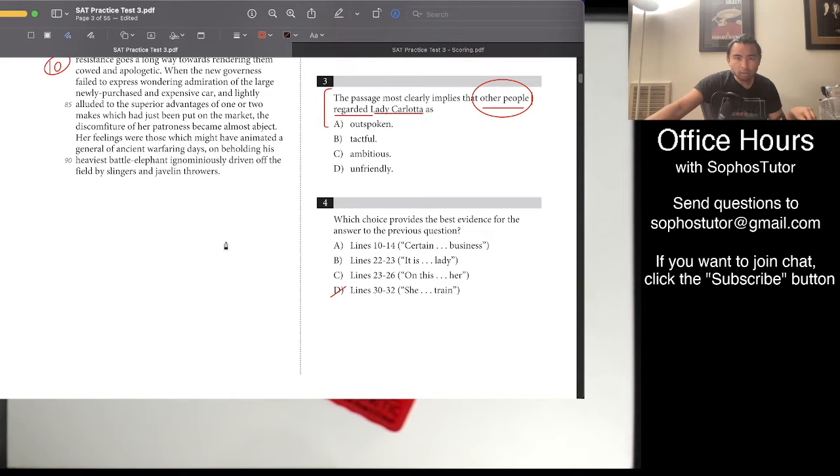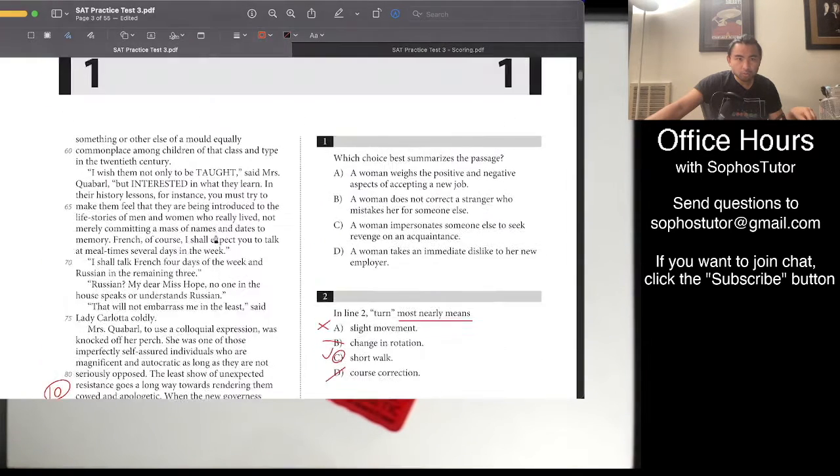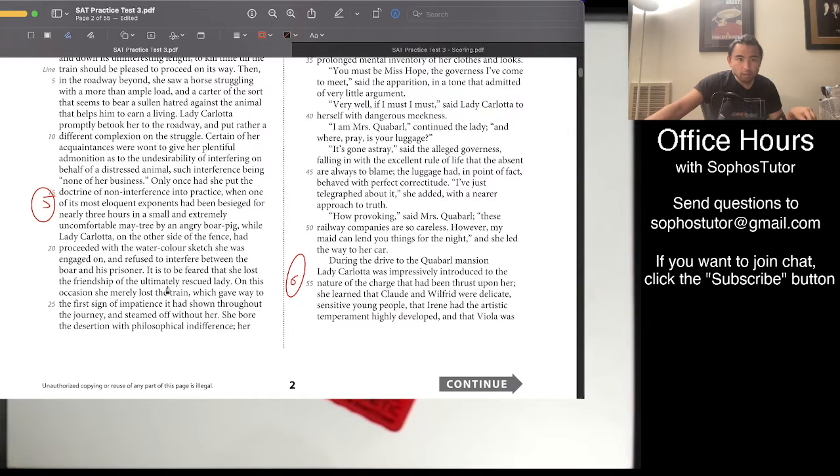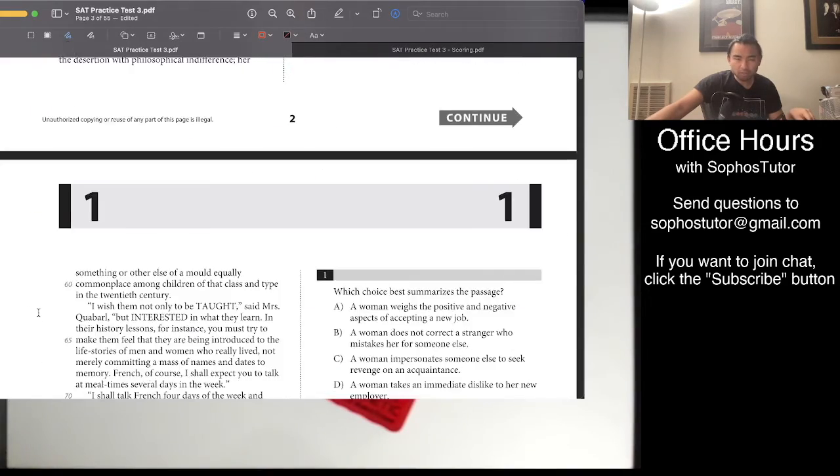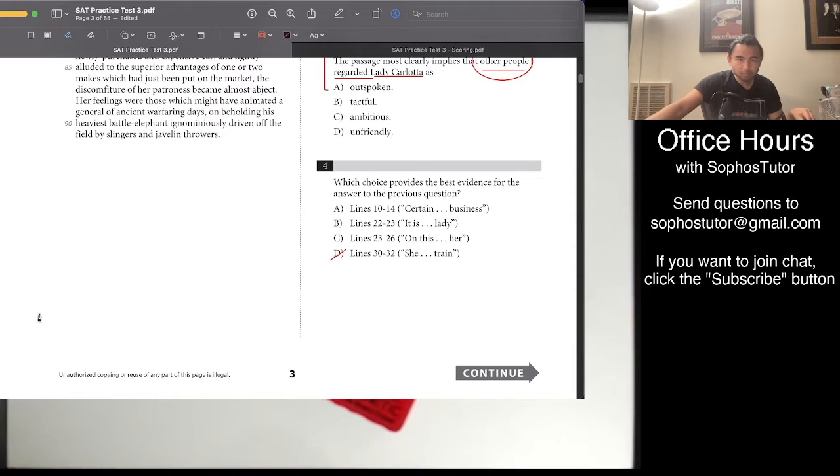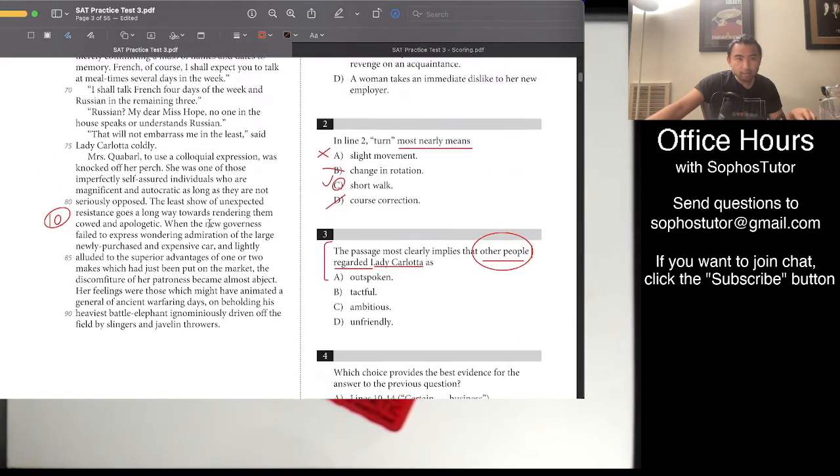Lines 23, 26, on this to her. On this occasion, she merely lost the train, which gave way to the first sign of impatience it had shown throughout the journey, and steamed off without her. So this is about a train leaving. Really nothing to do with impressions, what other people think about her. Okay. Lines 20-23, it is to lady.